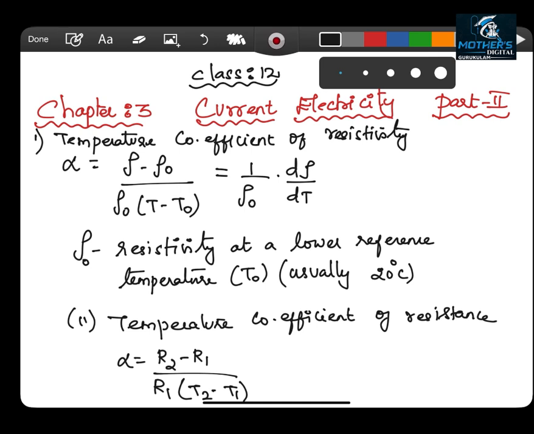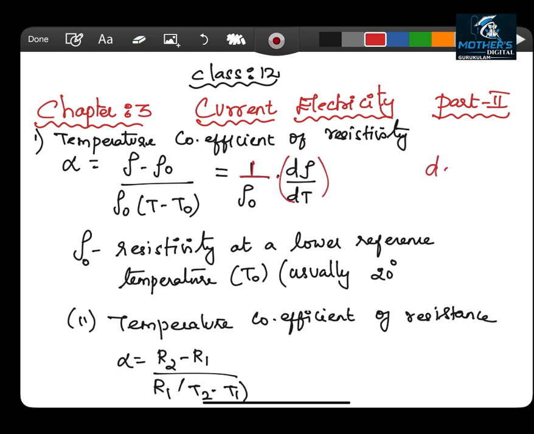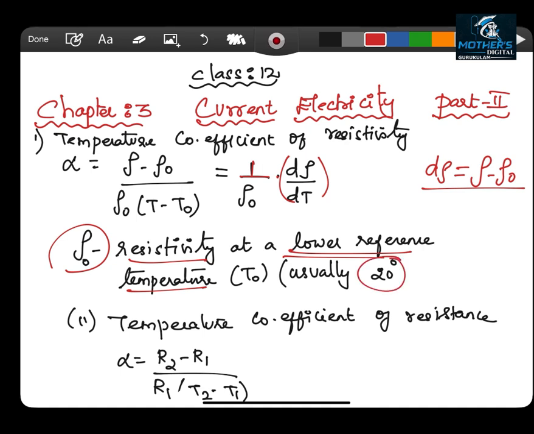So the next formula is related to temperature coefficient of resistivity: alpha equal to (rho minus rho naught) divided by rho naught into (T minus T naught). This can also be written as 1 by rho naught into d rho by dt. D rho is nothing but the difference in resistivity, rho minus rho naught, where rho naught is the resistivity at a lower reference temperature, usually at 20 degrees Celsius.